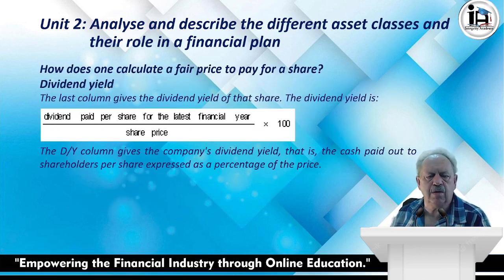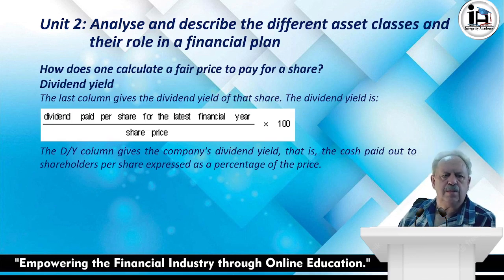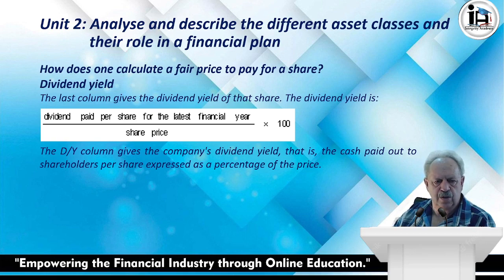How does one calculate a fair price to pay for a share? Right, so you can calculate it based on dividend yield. The last column gives you the dividend yield of that share. Let's say the dividend yield is the dividend paid per share for the latest financial year. You divide that by the share price, multiplied by 100. The dividend yield column gives the company's dividend yield, that is the cash paid out to shareholders per share, expressed as a percentage of the price.